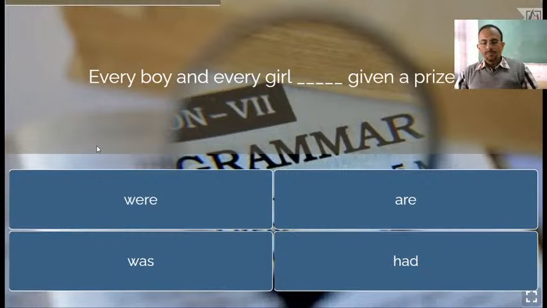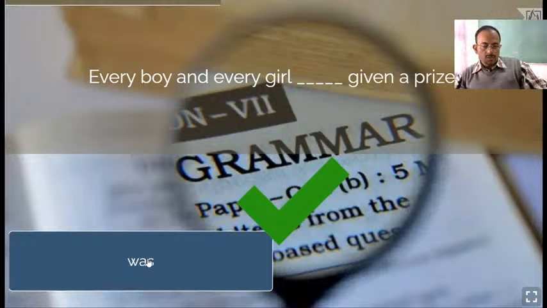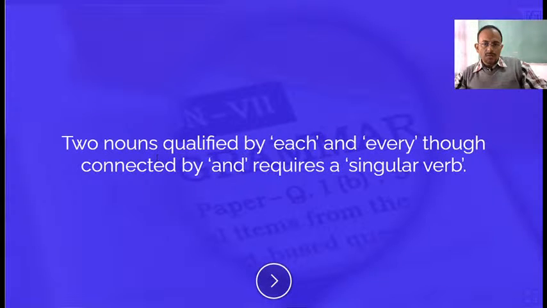Every boy and every girl dash given a prize. So every boy and every girl, every always takes singular verb, dear students. Always remember, every always takes singular verb. So was given a prize. Understood? Okay. Now, two nouns qualified by each and every, though connected by and, require singular verb. Because each, you always remember, each is always singular. So the verb should also be singular.